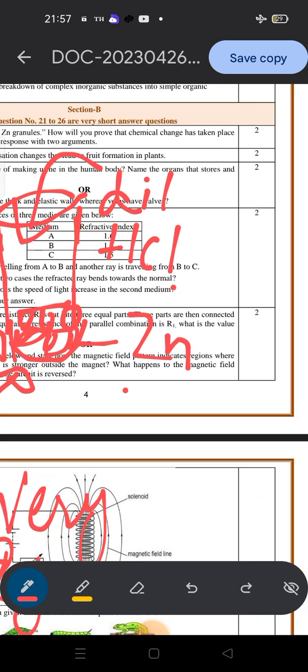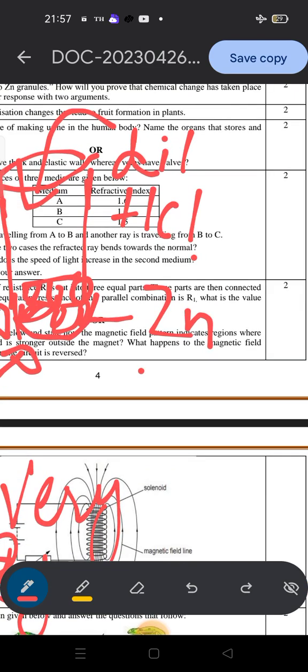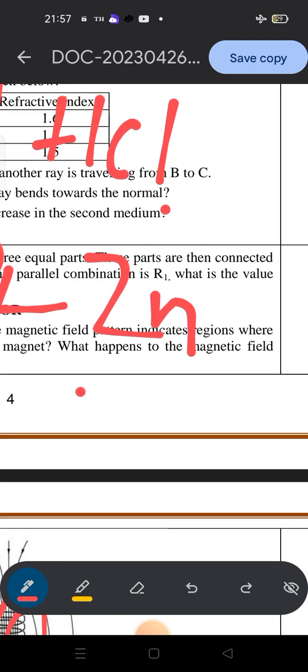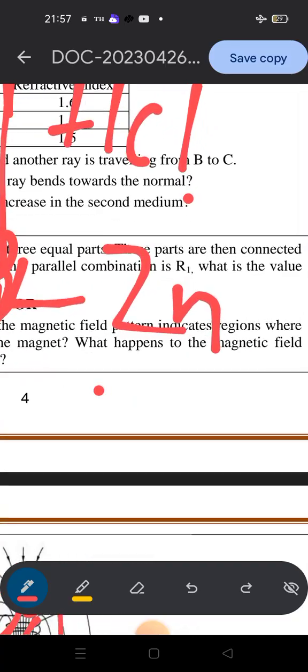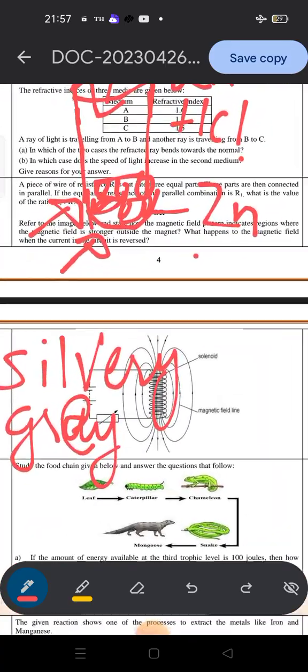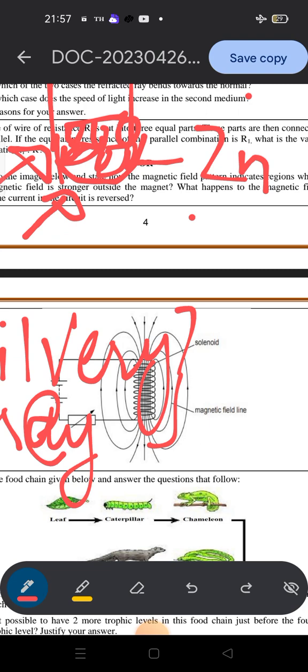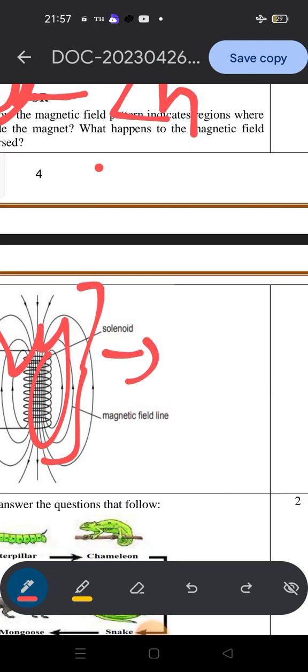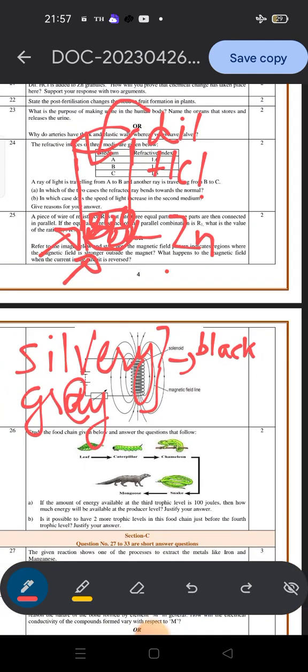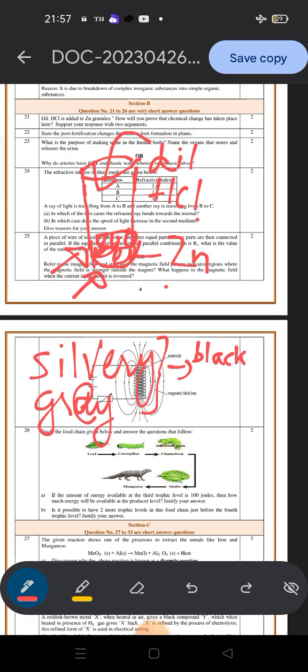That argument can be seen at the end of this chemical reaction. At the end of this chemical reaction, once the evolution of the hydrogen gas stops, and if you take out the zinc granules, which were initially silvery gray, they would have turned black. That means zinc has got tarnished here. So the change in color of the zinc metal from silvery gray to black color also indicates that there is a chemical change.